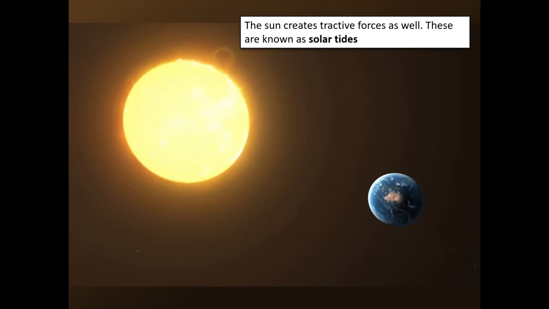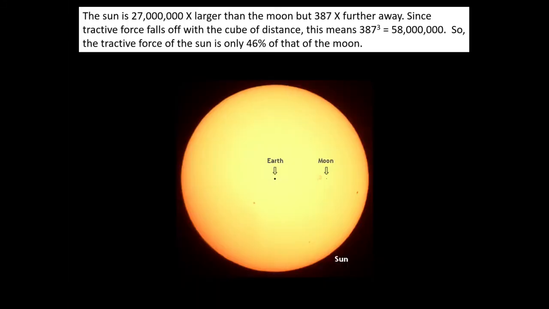Besides the moon, I mentioned the sun also creates tidal bulges as well. We call those solar tides. We call tides from the moon lunar tides. Solar tides are a thing too.